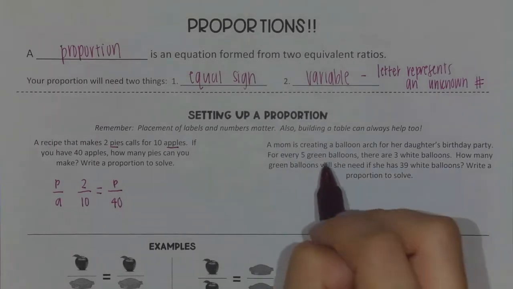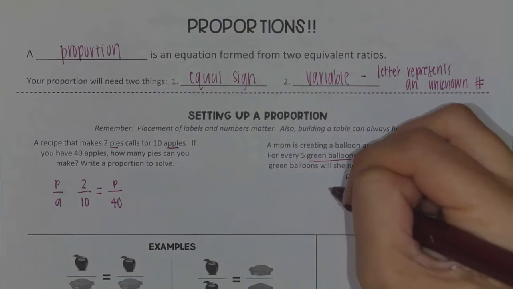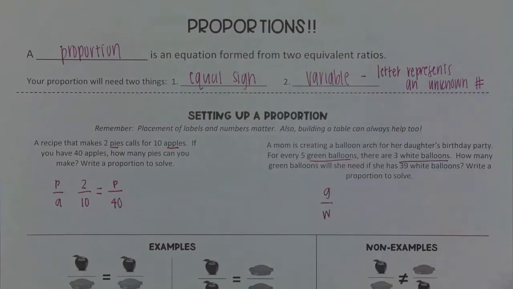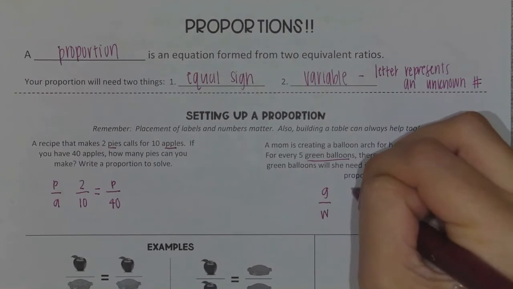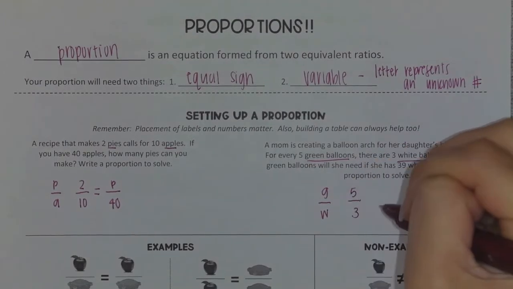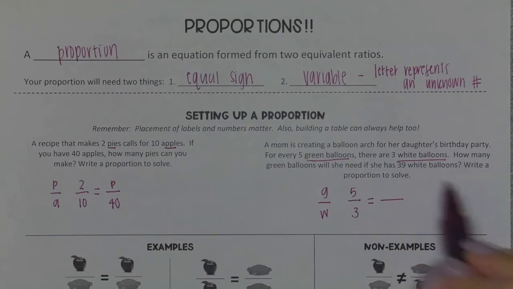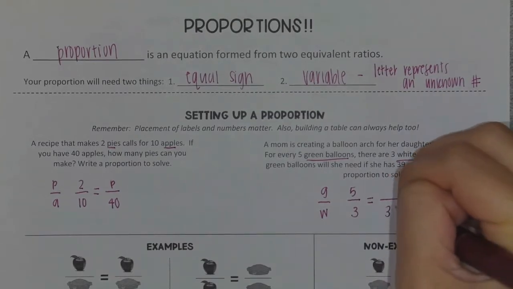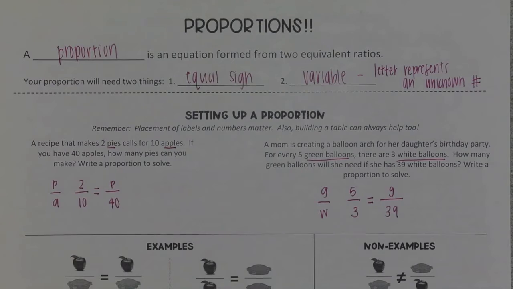So again, the two things that I see that I'm comparing are green balloons and white balloons. So I'm going to use a G for green, a W for white. I'm going to use the first ratio that they give me, which is 5 green for 3 white. I'm going to use my equal sign. And then the other thing that I know is that there are 39 white balloons, and I'm just going to use a G for the missing green balloons.